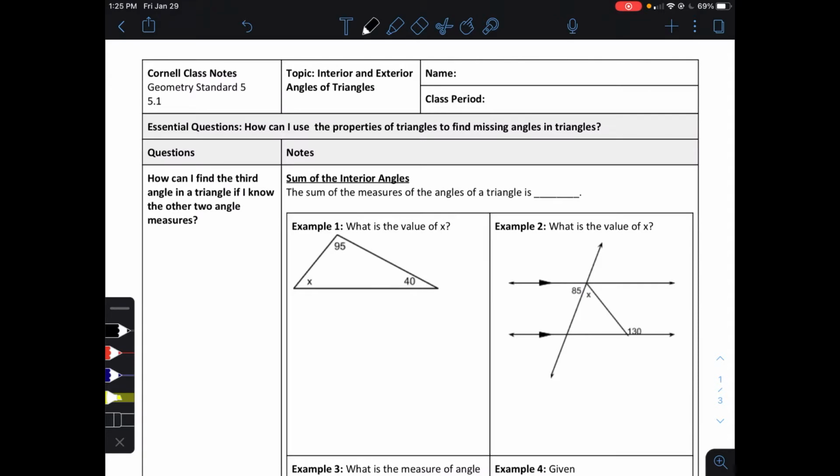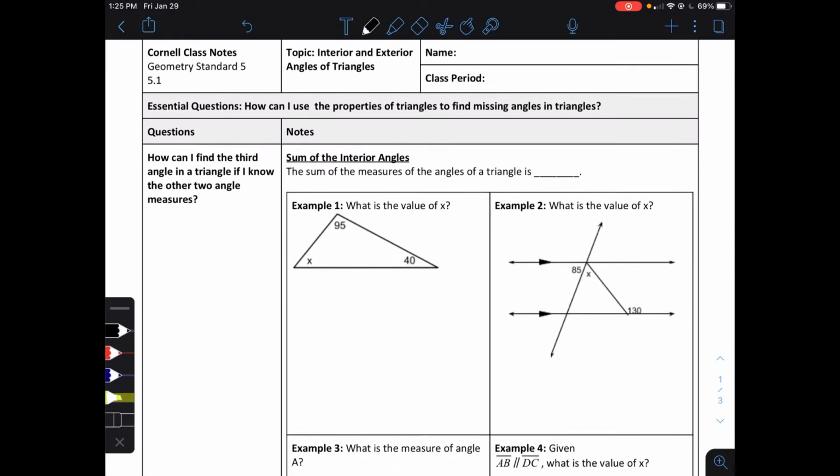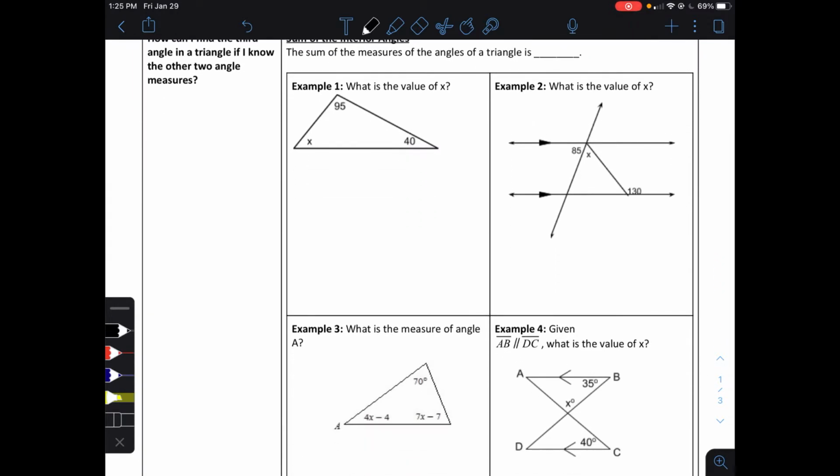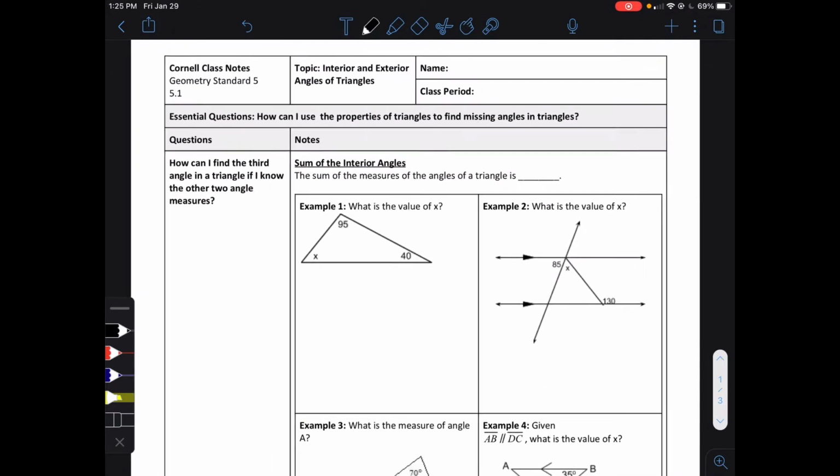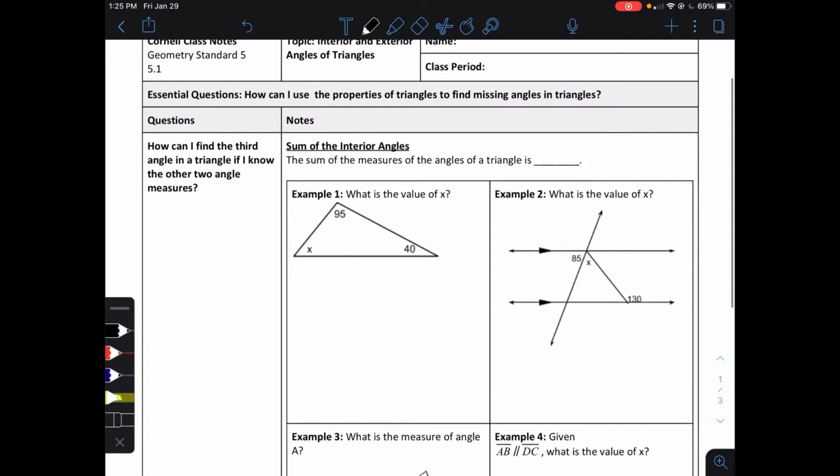So we are starting a new topic, basically triangles. And so we have a few problems here that are dealing with angles on the interior, because that is the first thing we need to cover as far as triangles. How can I use the properties of a triangle to find the missing angles in the triangle?